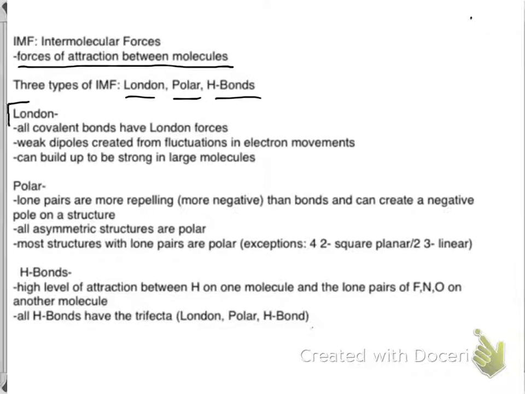To begin, I'm going to teach you about London. They are weak dipoles created from fluctuations in electron movements, and they can build up to be strong and large molecules. All covalent bonds have London forces, and a covalent bond is a nonmetal nonmetal.